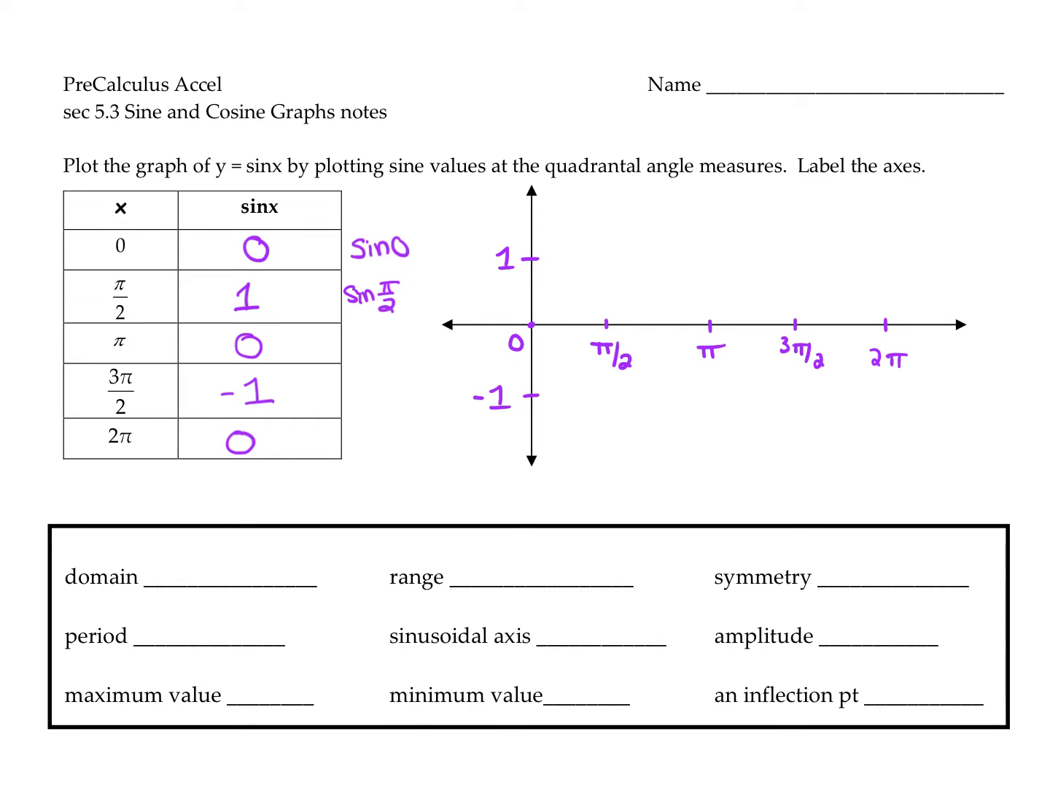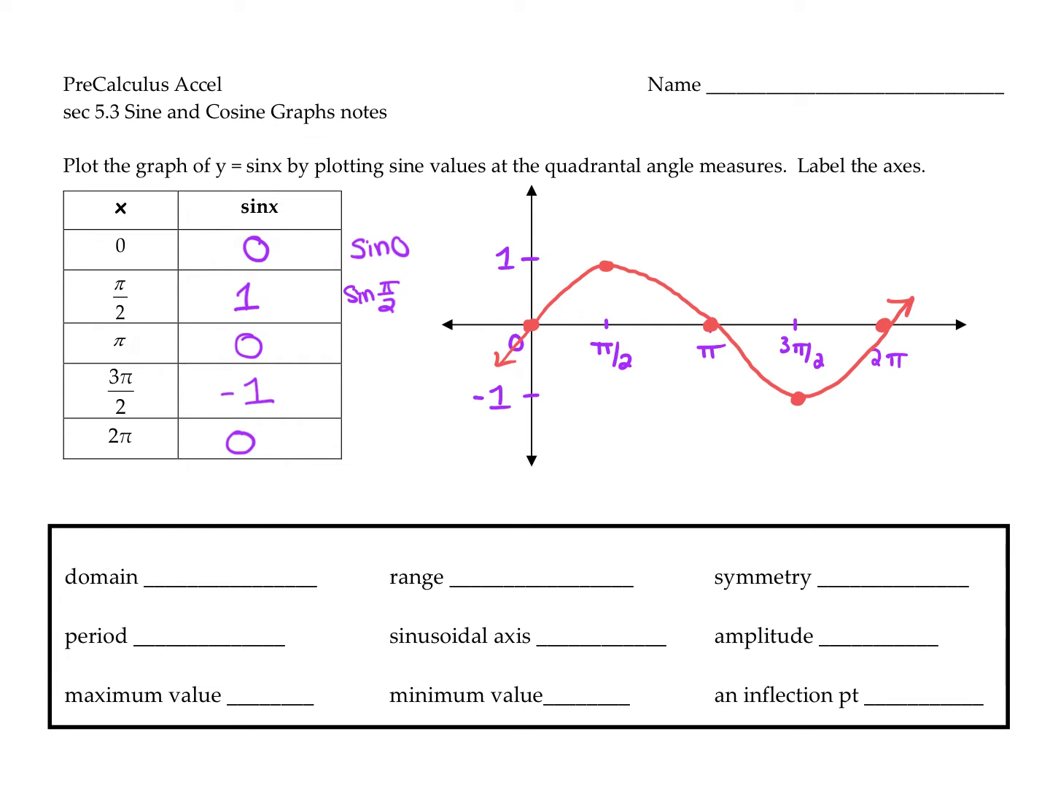Now I'm going to plot my points. So 0, 0, pi over 2, 1, pi, 0, 3 pi over 2, negative 1, and 2 pi. And when we're graphing these, we want to make sure that they look rounded because they're like a wave, not pointy. And also keeping in mind that we're only graphing a section of this graph, that the graph would continue going in both directions.